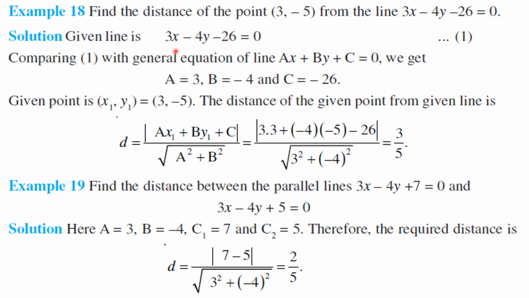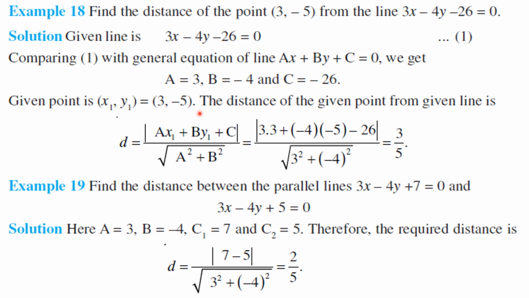Given line is 3x - 4y - 26 = 0. If we observe this equation, this is the general form of a line. Now by comparing this equation with ax + by + c = 0, what will you get? a = 3, b = -4 and c = -26. Understood this statement, children? Now let us consider the given point is (x1, y1). So (x1, y1) = (3, -5).